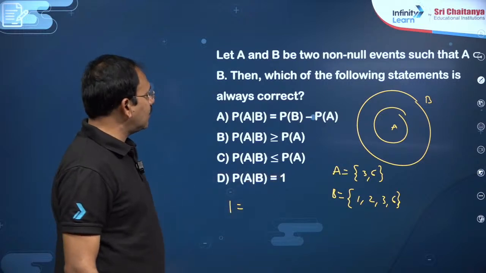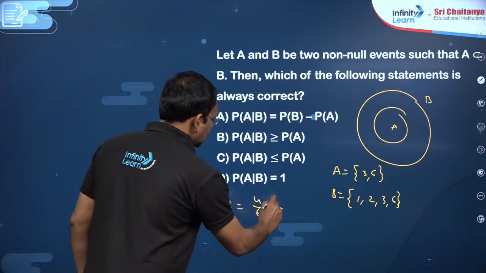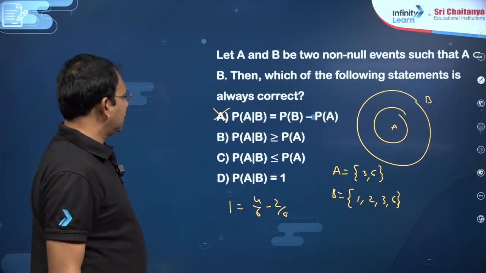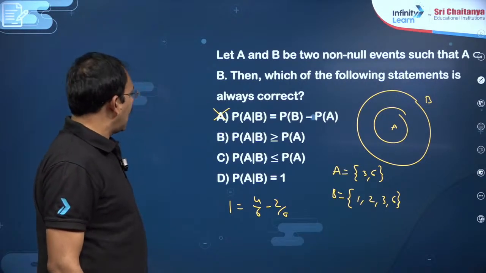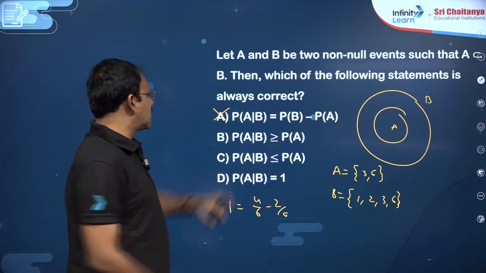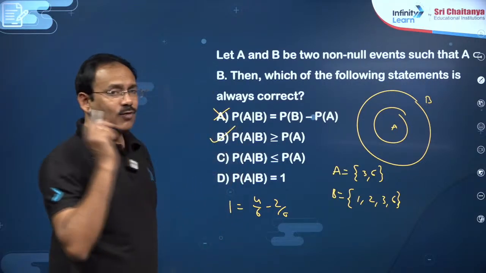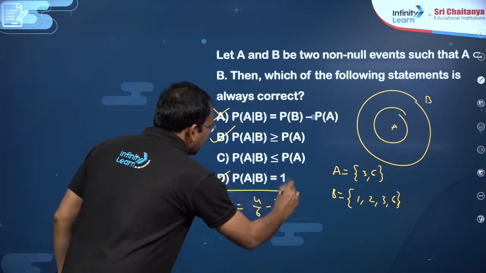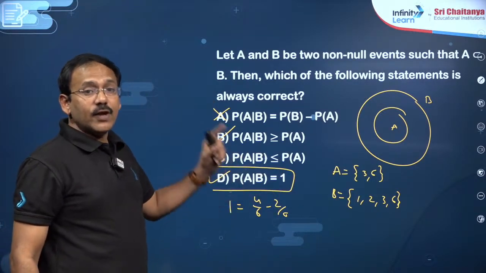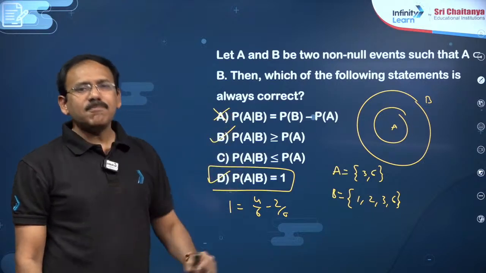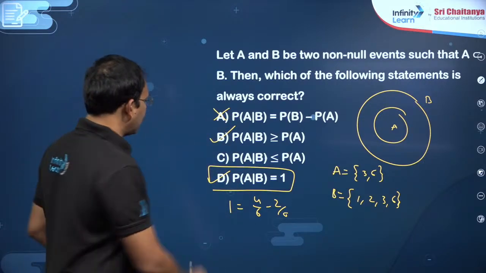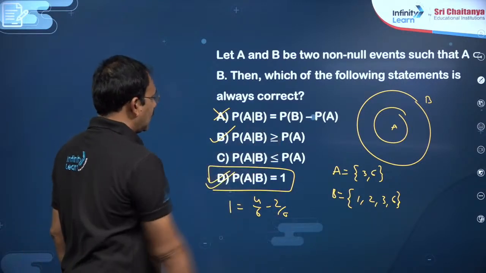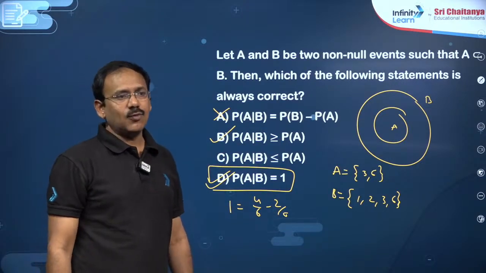P of B is nothing but 4 by 6 minus 2 by 6. This is not correct. P of A given B is greater than or equal to P of A. Obviously this is 1, so this is correct. Less than or equal to is not correct. P of A given B is also correct. This is the best suitable one. When it is a subset, when you know that B happened, 100% you can say that A has happened. So option D is the best option out of these, my dear friends. Of course this is greater than or equal to, but you can say equal, right?